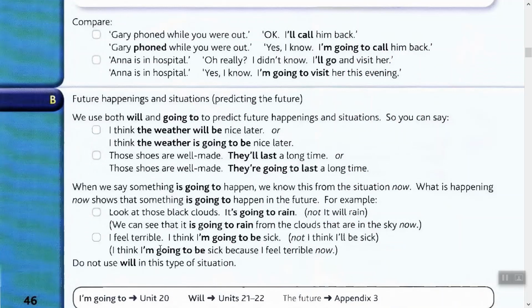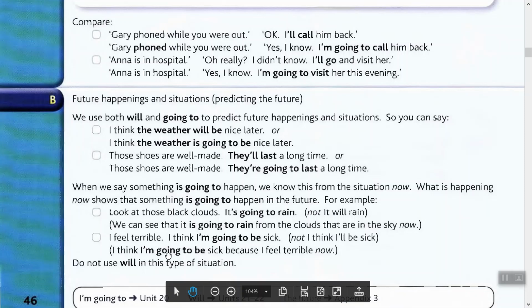I feel terrible now. I feel sick. For example, I feel terrible now. I'm dizzy. I think I'm going to be sick. I could prove it, now I feel terrible. I think so because I feel terrible now. You see, this is the difference between them.